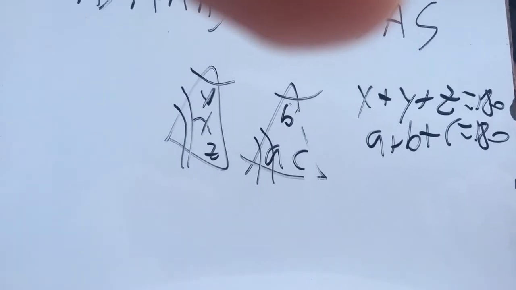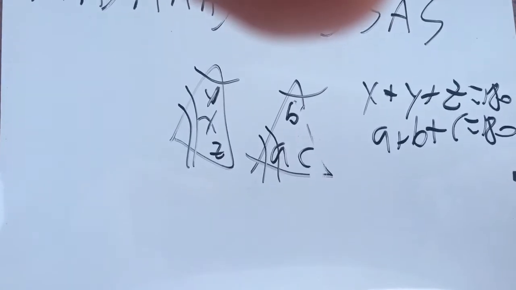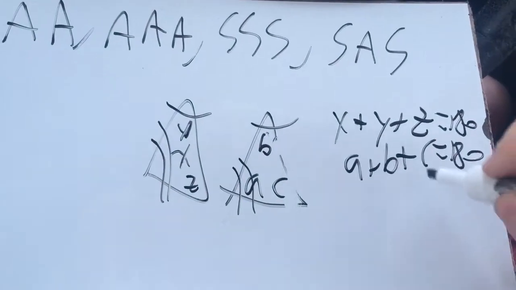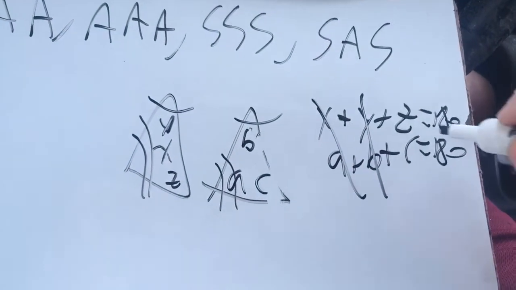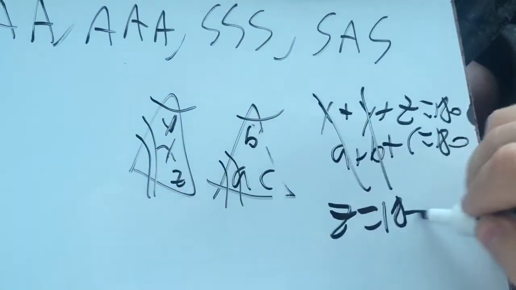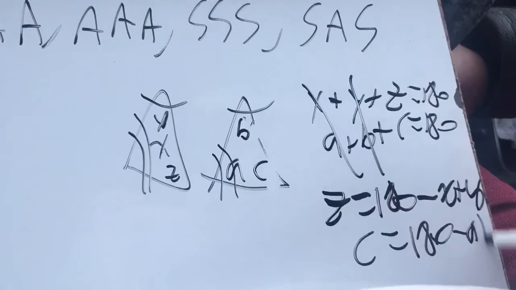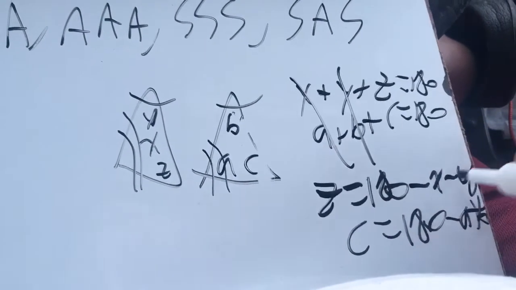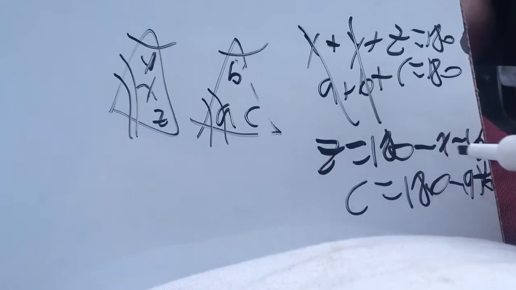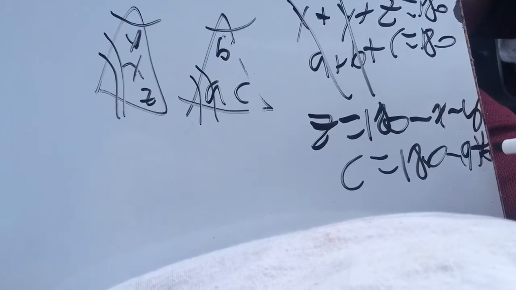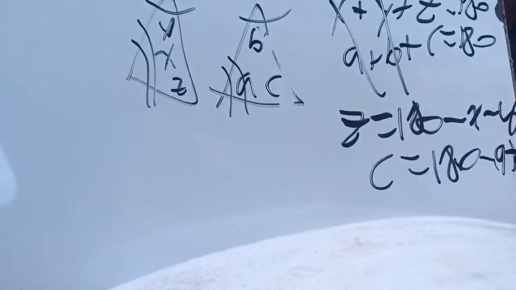So if two angles are the same, then you can cancel them, and Z is equal to 180 minus X minus Y, and C is equal to 180 minus A minus B. Since X and Y and A and B are equal, this is basically saying 180 minus A minus B equals 180 minus X minus Y. So C and Z are equal.